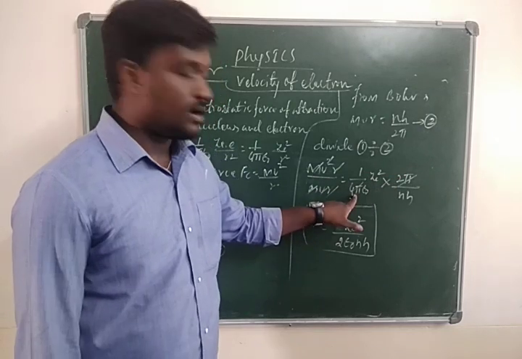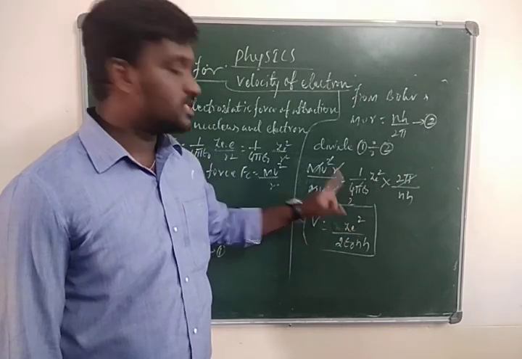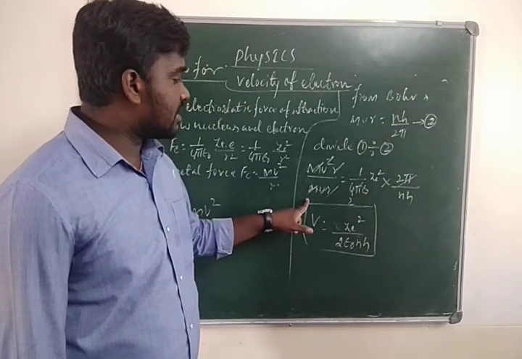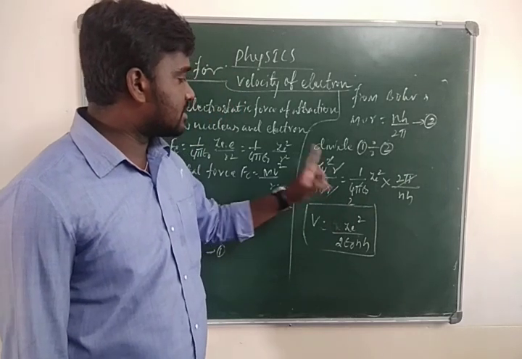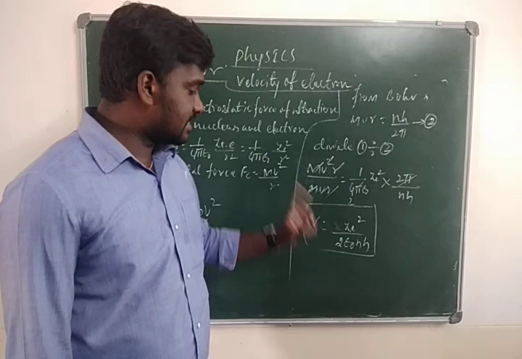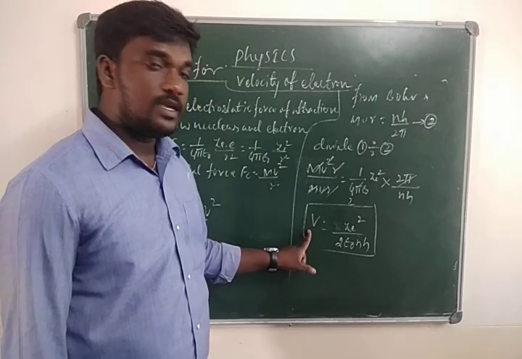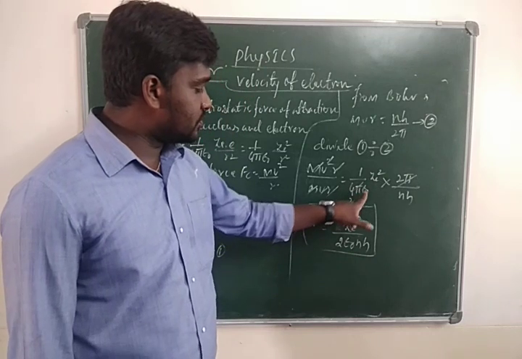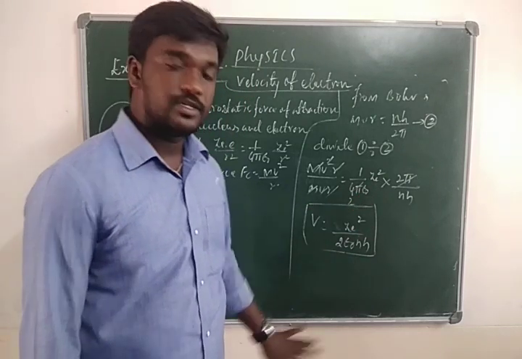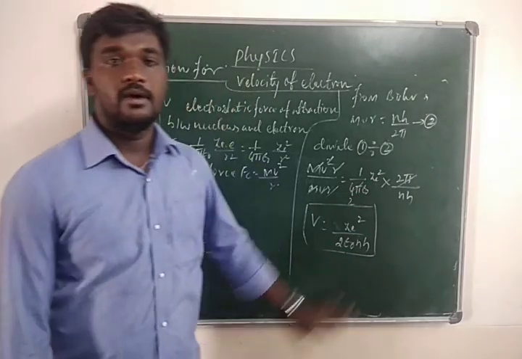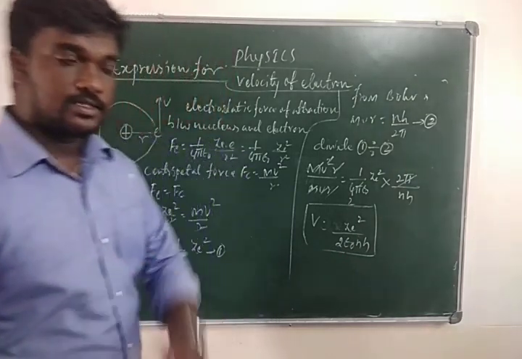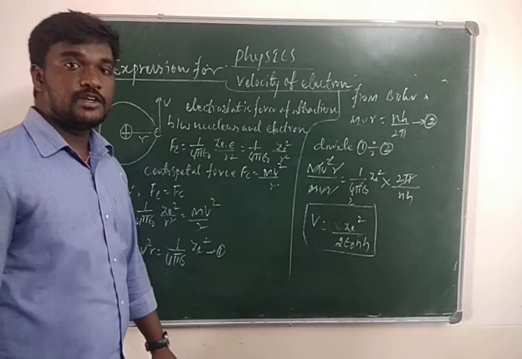Here 2 pi and 4 pi get cancelled, leaving 2 in the denominator. The remaining m and m get cancelled, r and r get cancelled, and v square by v leaves v. The remaining term is v is equal to Ze square divided by 2 epsilon naught nh. This is the final expression for the velocity of the electron. Okay, so next we derive the energy of the electron.